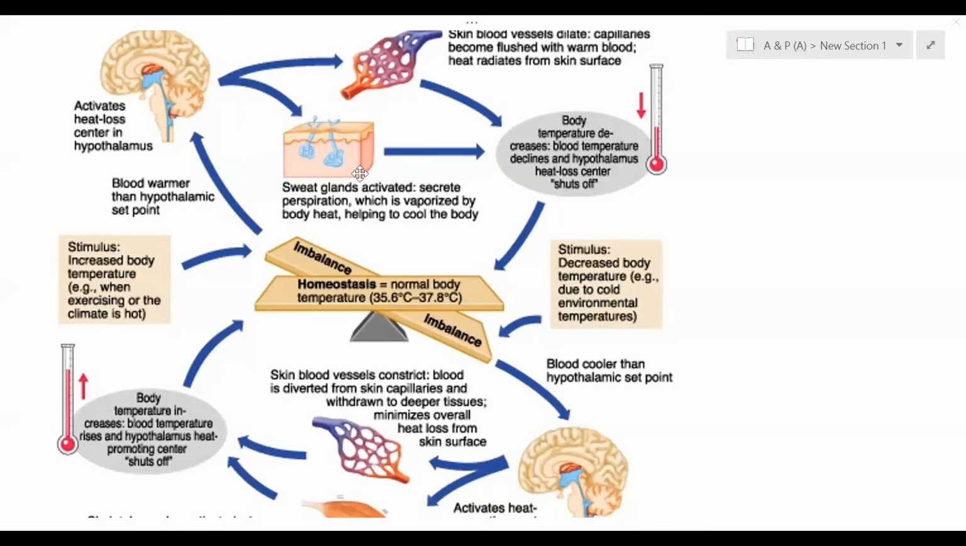Sweat glands, sweat. It just makes sense. So the sweat glands release sweat. Now we do know that sweat does not stay internally. Sweat actually comes out and it's presented on top of the skin.